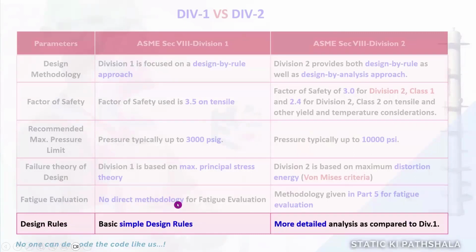So let's see some examples. Let's say we are going to calculate the thickness for an elliptical head as per Mandatory Appendix 1, where the equation given is PDK upon 2SE minus 0.2P. By using this simple equation, we can directly calculate the thickness. Is it an iterative method? No. We directly put in the geometrical and allowable stress values and get the thickness in one calculation itself. So it is very simple.